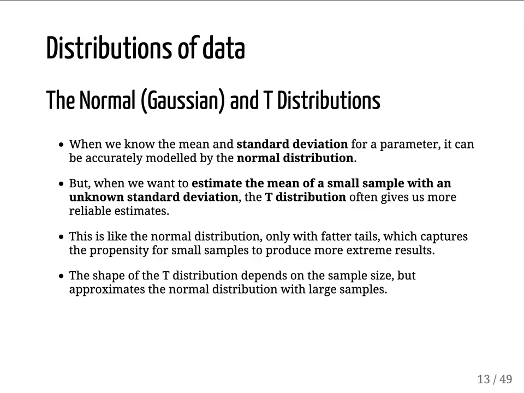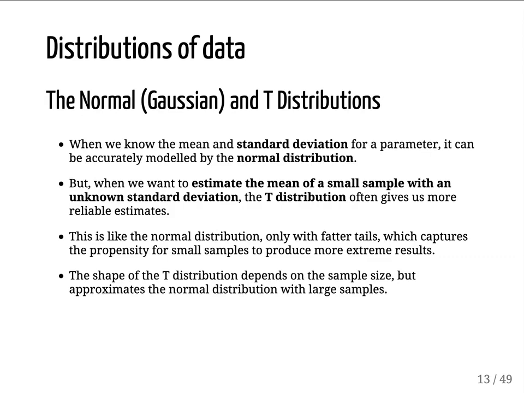So when we know the mean and standard deviation for a parameter that we're estimating, it can be accurately modeled using this normal distribution. However, when we want to estimate the mean of a sample with some unknown standard deviation out there, which is generally the case, we don't really know how far away people will fall from the mean that we're estimating, then what we use instead is called a t-distribution. So it looks a lot like that standard normal distribution that we looked at in that previous slide, except the tails are a little bit higher, a little bit fatter here.